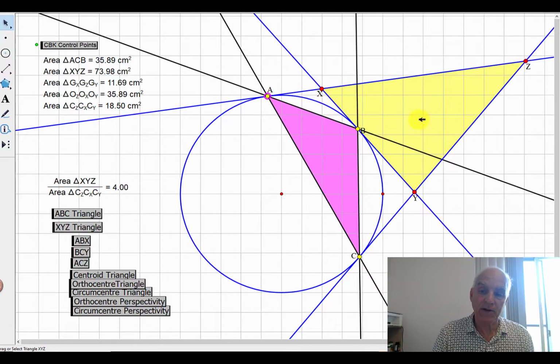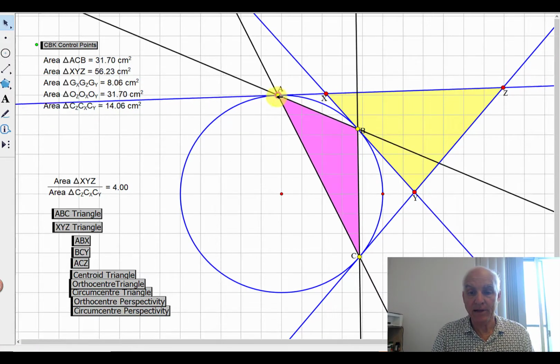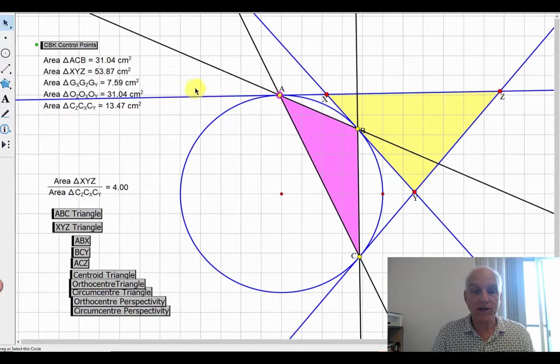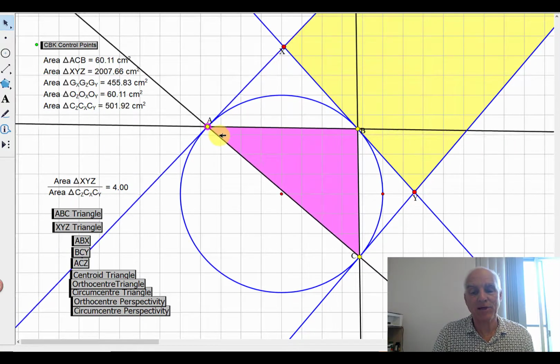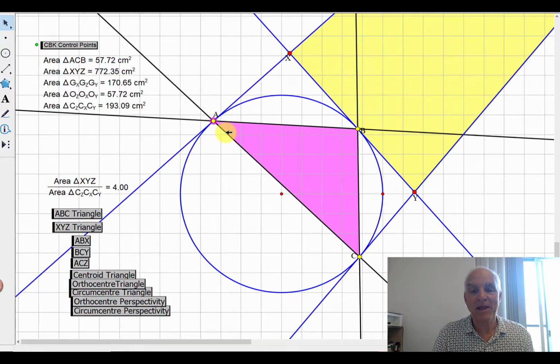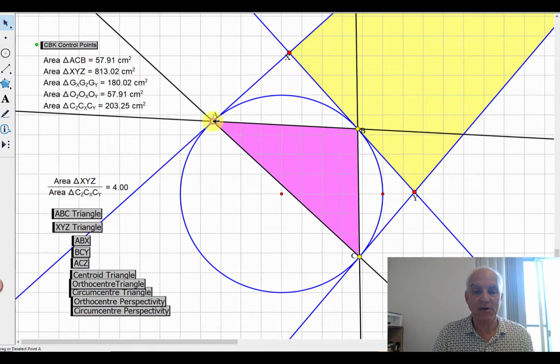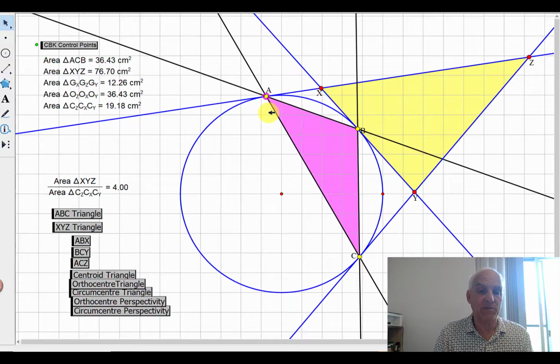You can think of this triangle as consisting of 3 lines which are tangent to the circle, and this one here are 3 points which are on the circle. Okay, so maybe a first order of business would be to compare the areas of the 2 triangles here. So triangle ACB is 31, and XYZ is 53. And if we just move around, we see that that external triangle can get very big. And of course, this one here is limited.